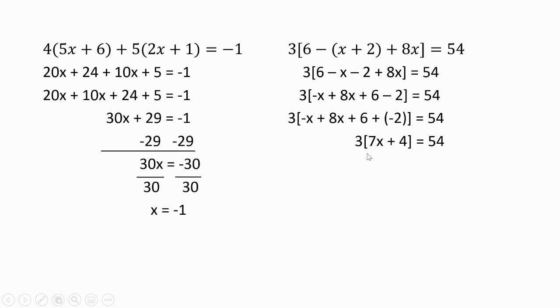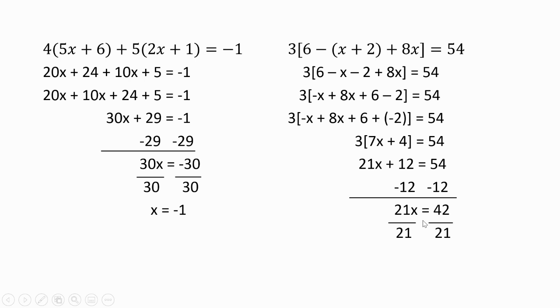Now from here, these are just like parentheses. So I'm going to go ahead and distribute that in. You have a couple options there too. I'm just kind of doing it the most common way. Then I'll subtract 12 to both sides. Right? If I do that, bring down the 21x, divide both sides by 21. Right? And I get x equals 2.